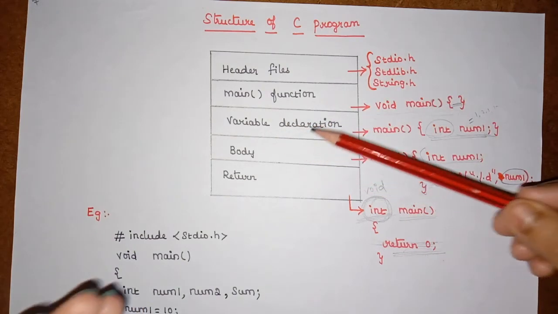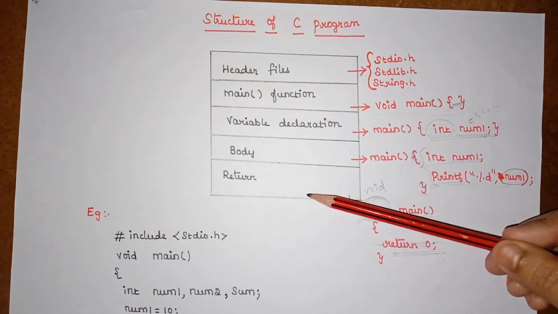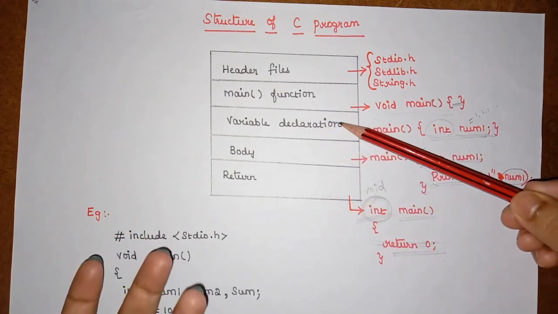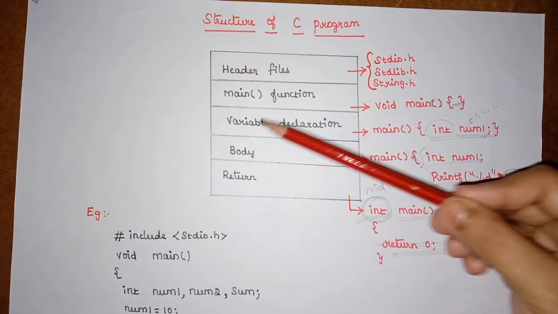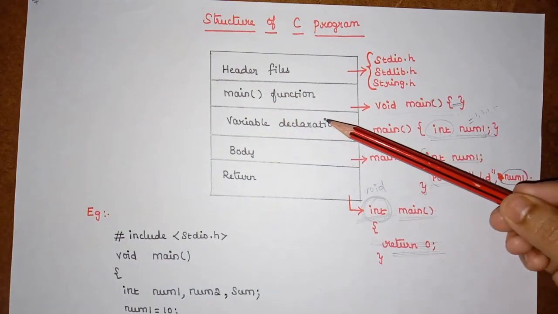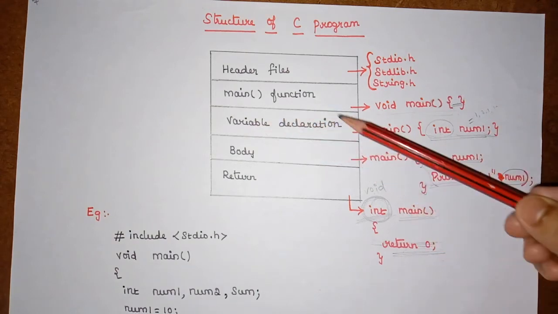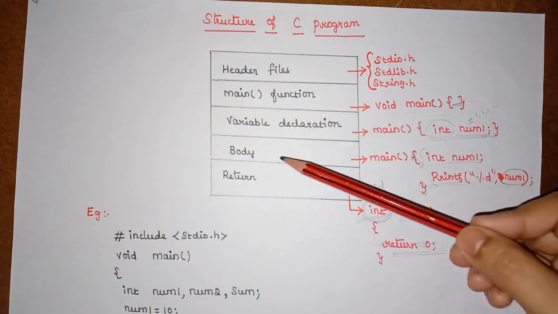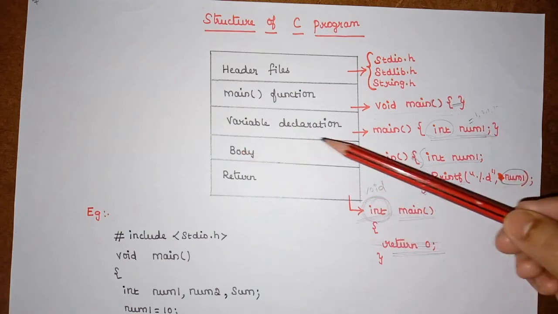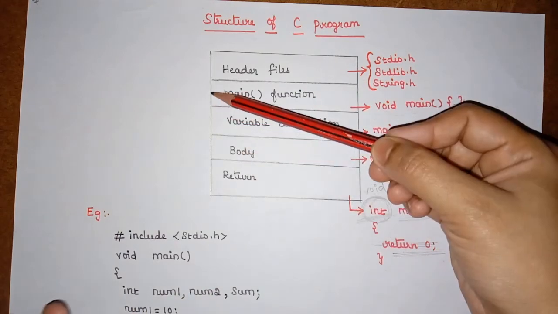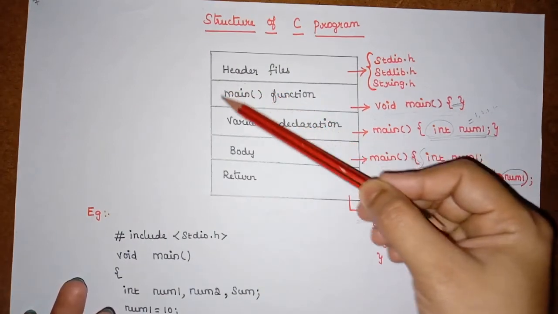Before going for any processing, before performing any operation, we should first declare the variable. That is, we should tell the computer that we are going to use some variable. For that we have variable declaration. Then later we can have some statements, that is the body of the main function, and finally the return statement. And this return statement is based on the return type of the function you are using.